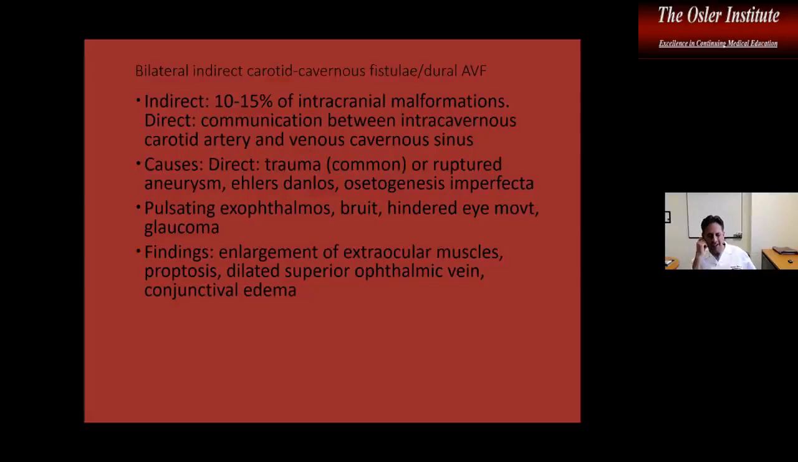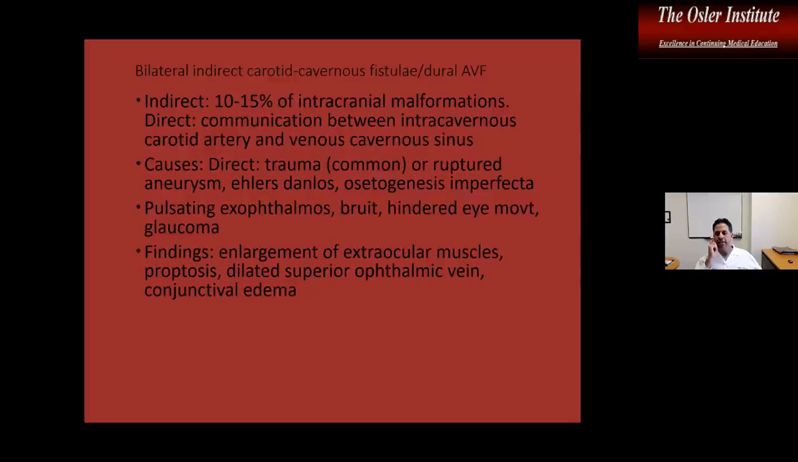And direct is, of course, the communication between the intracavernous carotid artery and the venous cavernous sinus. The indirect ones are more like the small vasa nervosum and vasa vasorum of the internal carotid and the nerves over there. So the small vessels can start to leak too. So again, trauma was the most common cause of the direct, as well as ruptured aneurysm, and other conditions like Ehlers-Danlos and osteogenesis imperfecta can cause a direct one too.